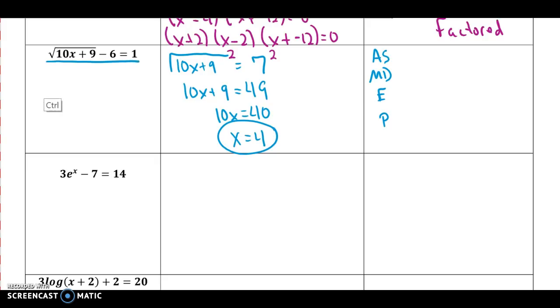So to make sure that this answer is not extraneous, I would just plug the 4 back into my equation. And when I do that, inside the square root I'd get 40. And then 40 plus 9, I would be taking the square root of 49, which is 7. And 7 take away 6 is indeed 1. So that's not an extraneous solution. But again, those areas where you have to worry about extraneous solutions are going to be, first of all, with radicals, with square roots, fourth roots, fifth roots.